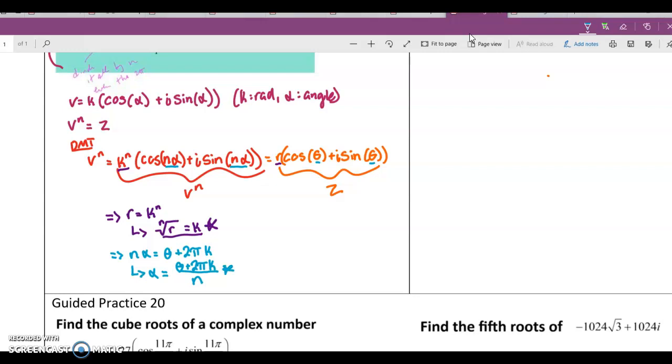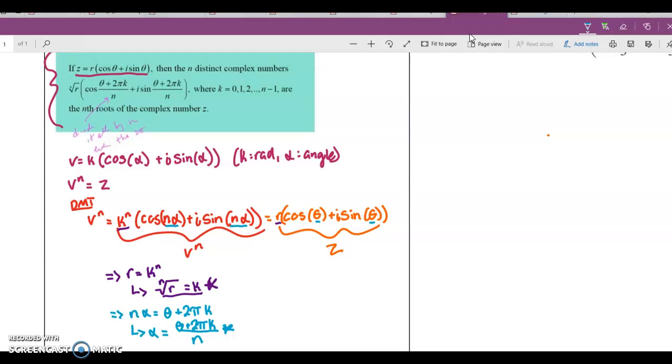So now we have our two components. If we look back up here, we have our complex number z, which is equal to our radius r times cosine theta plus I sine of theta. Then the n distinct complex roots are the nth root of r times cosine of theta plus 2 pi k over n, plus I sine of theta plus 2 pi k over n.